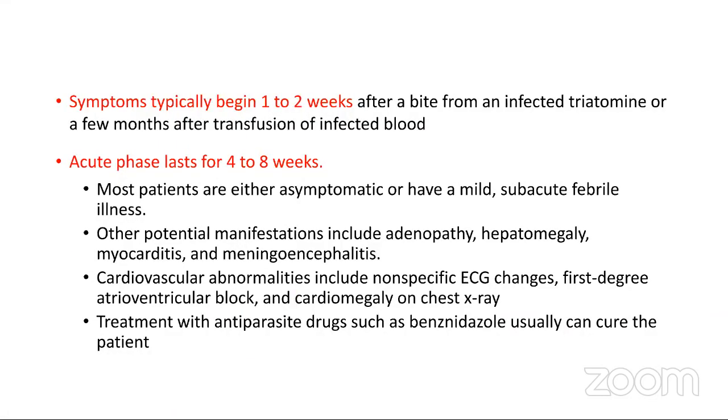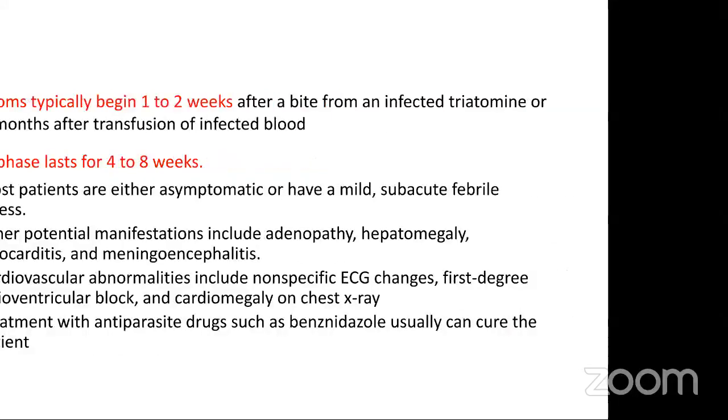The clinical history and the clinical picture of Chagas disease is astonishing and strange. The symptoms typically begin 1 to 2 weeks after a bite or after a long period of transfusion of infected blood. The acute phase lasts for 1 or 2 months. Most of the patients are asymptomatic or develop mild constitutional symptoms. Possible manifestations: adenopathy, hepatomegaly, rarely myocarditis or meningoencephalitis. Cardiovascular abnormalities like non-specific ECG changes or first degree heart block may be seen. Treatment at this stage can cure the patient.